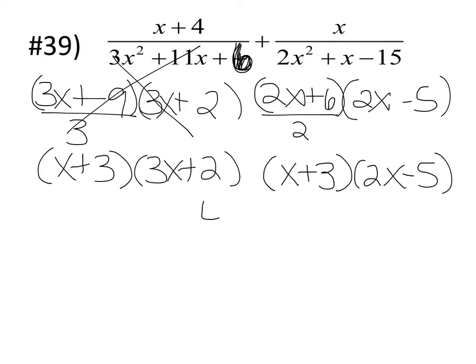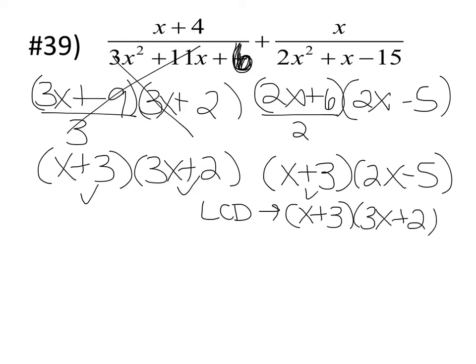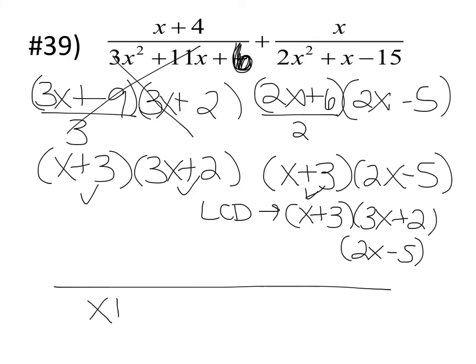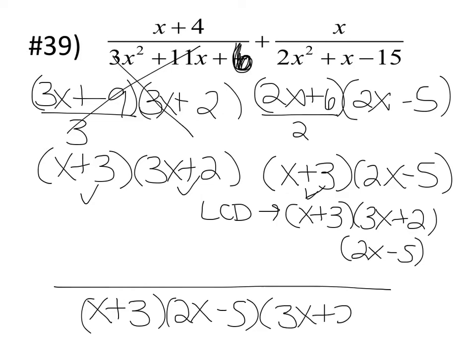So when I go to write the LCD, I need an x plus 3, I need a 3x plus 2, I need an x plus 3, but I've already got that, and then I need a 2x minus 5. So I'm going to write everything over that. X plus 3 times 2x minus 5 times 3x plus 2. Doesn't matter what order you write it in.